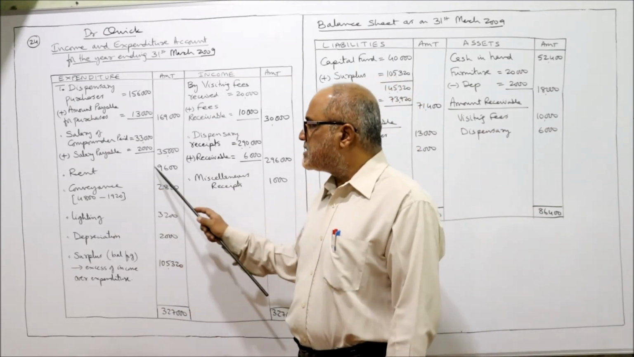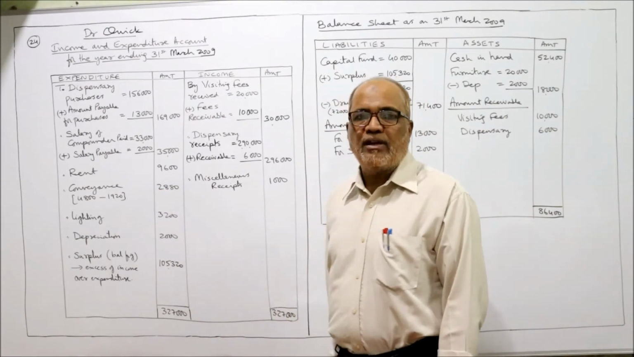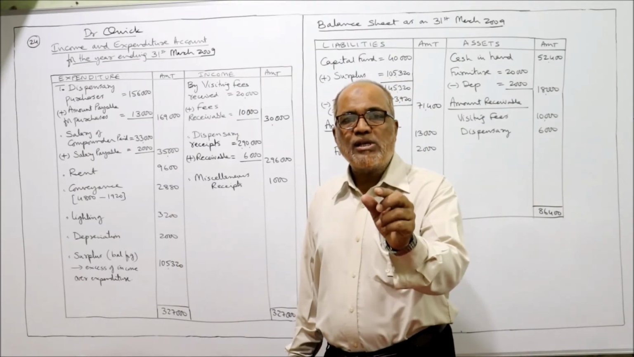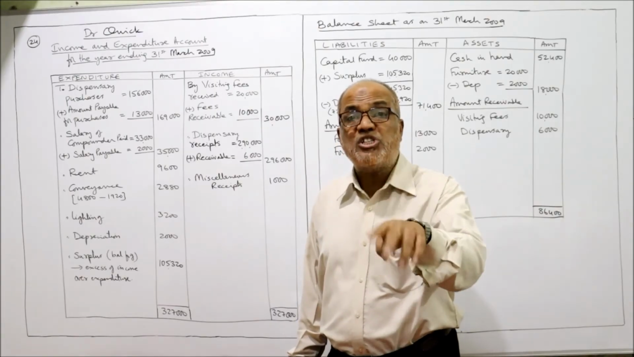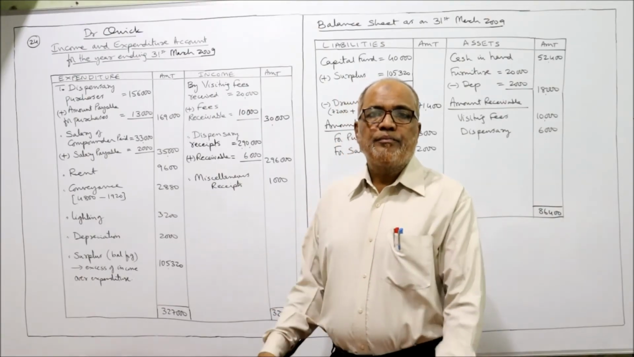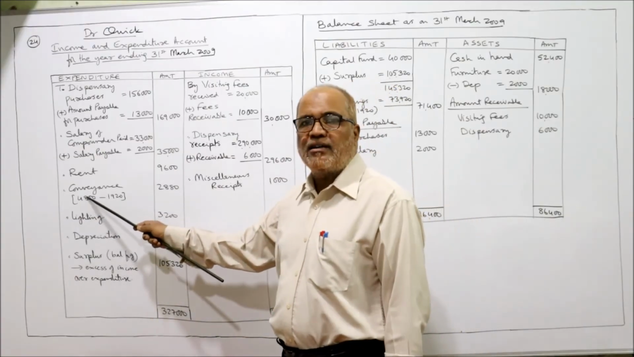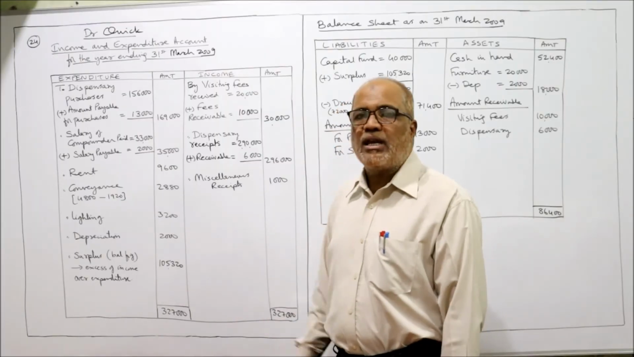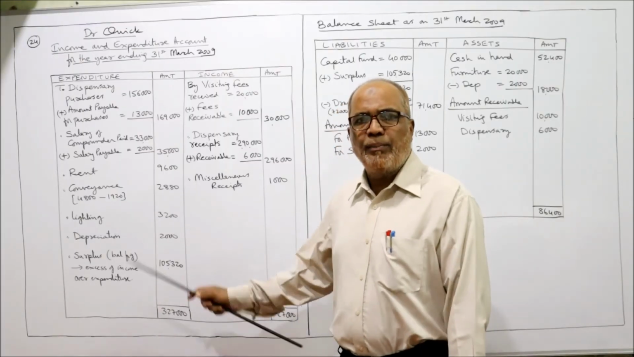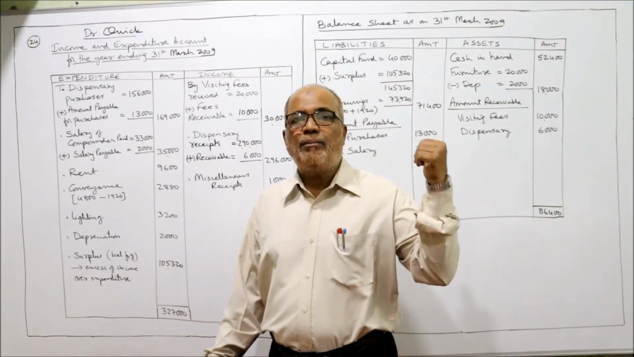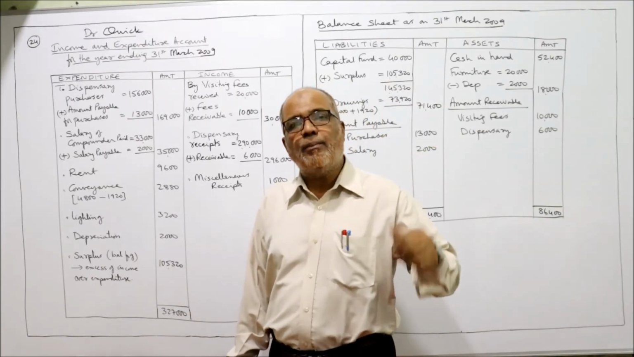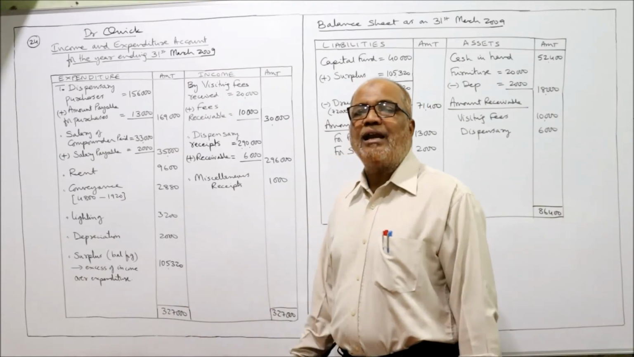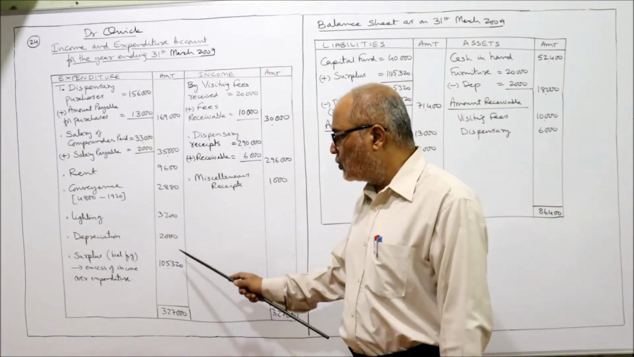Next comes rent, as it is 9,600. Then conveyance. Total conveyance paid is 4,800. But in this 4,800, 40% is domestic. That is not allowed. So 40% of 4,800 is 1,920. Deduct 1,920, 2,880 will be allowed, will be debited. And this 1,920 will be added to drawings in the balance sheet. Lighting, same amount I have taken. Depreciation, 10% of 20,000, 2,000 depreciation.